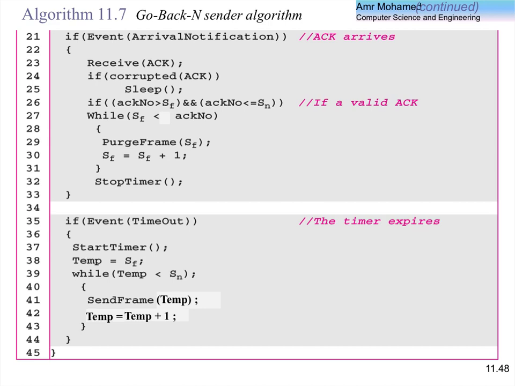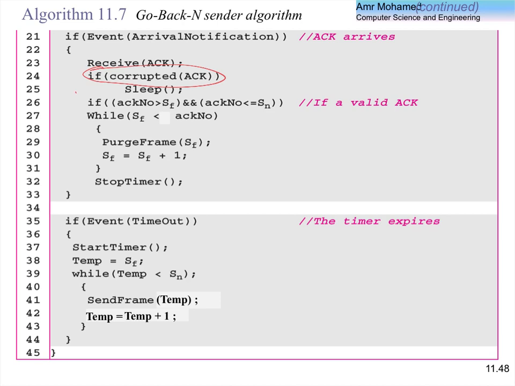For the case of arrival notification, remember, when we receive anything from the physical layer, we have to make sure it's not corrupted. Because physical layer means it receives something from the transmission medium, and the transmission medium is imperfect in nature, and there could be noise, there could be packet loss, there could be things like that. So we have to make sure that it's not corrupted. If it's corrupted, I don't have to do anything. If the acknowledgement is corrupted, I have nothing to do with it, so I will just ignore it and sleep.